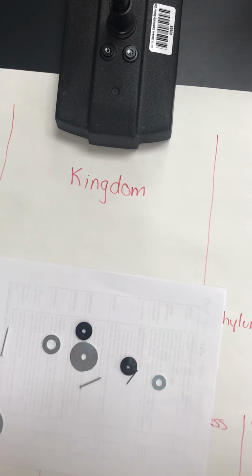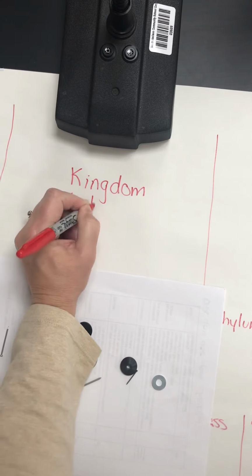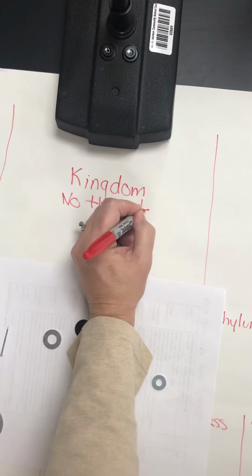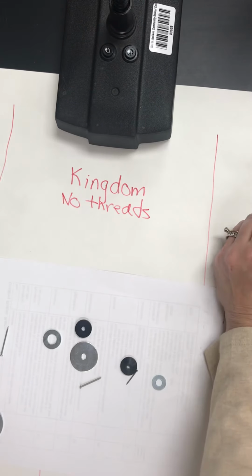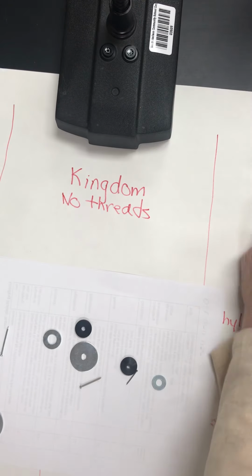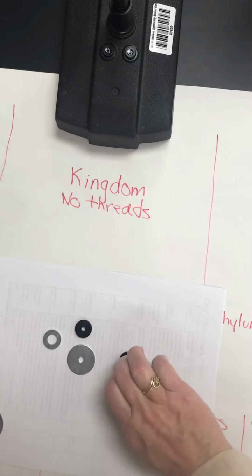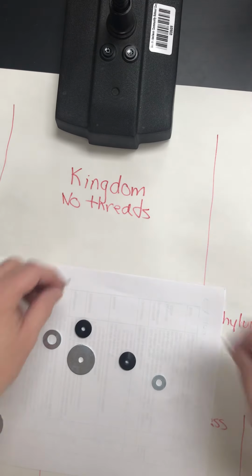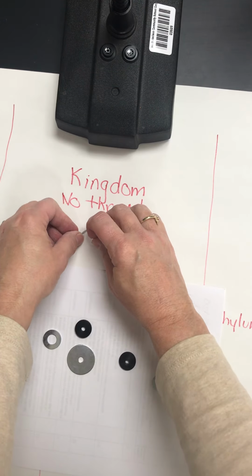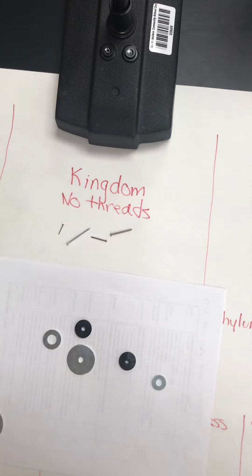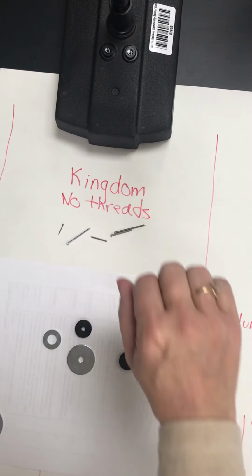My second kingdom I decided to do was no threads. I'm going to go ahead and do my third kingdom, washers. Here's the reason I did my third kingdom: washers don't have threads, and I didn't want them to go in the no threads kingdom. So I'm going to take all my items that don't have threads and put them over here. Okay, no threads.